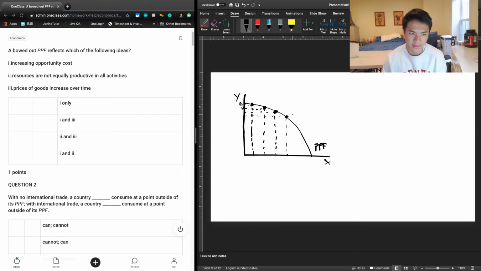And so we can see that as you continue to produce more and more of good X, the opportunity cost is increasing over time. You start off with the first unit and it barely puts a dent into your production of Y. The second unit puts a little bit more of a dent, and by the time you're producing mostly good X, you're giving up a lot of good Y in order to do that much production. And so that is referred to as increasing opportunity cost, and it's by definition given by the outward bowing of the PPF, right?